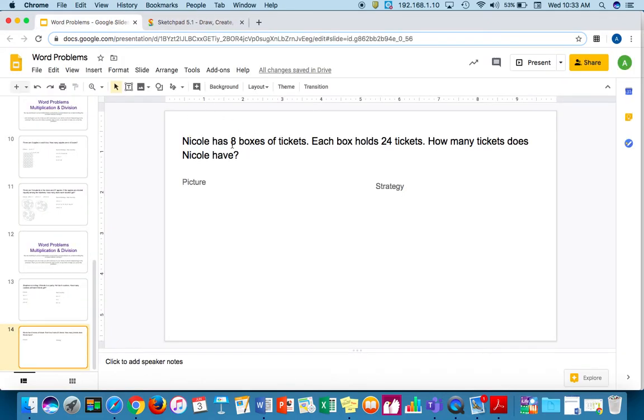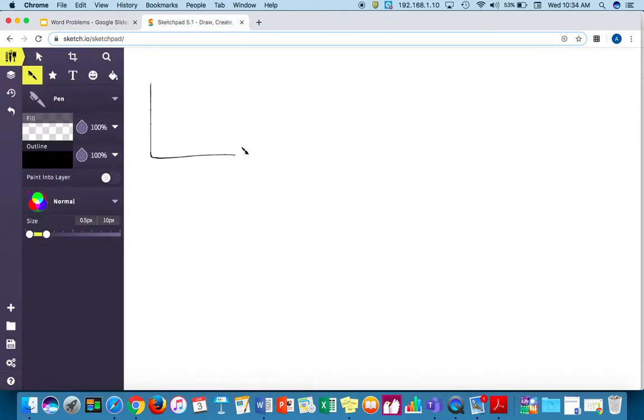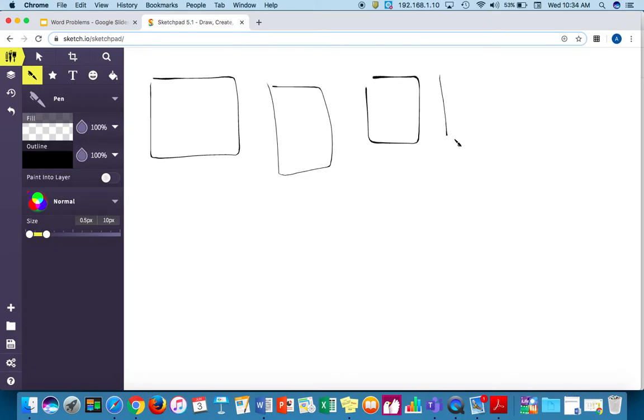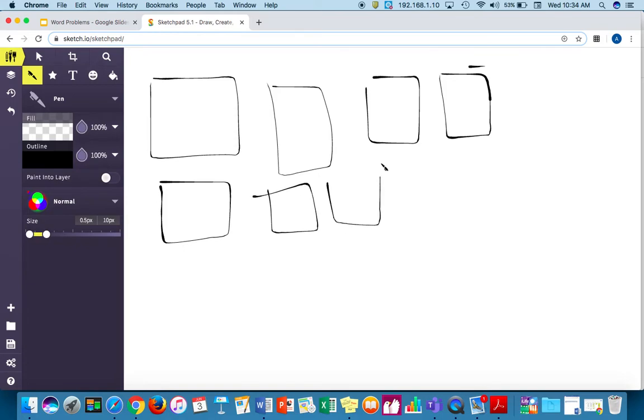So I'm going to draw it again. I'm going to draw my 8 boxes. 1, 2, 3, 4, 5, 6, 7, 8. In each of these boxes, there are 24 tickets. Now I could write this number 24, or I can draw it using our sticks and our lines. Remember, these represent 10, and those each represent 1, so that's 24.